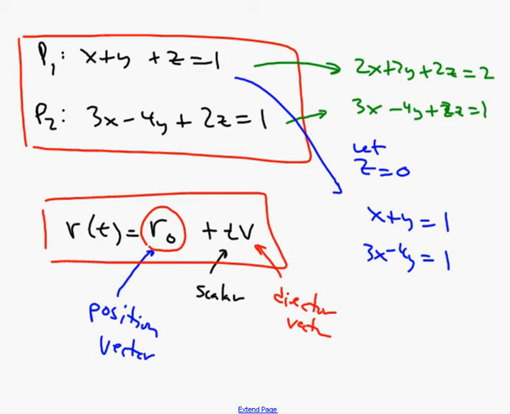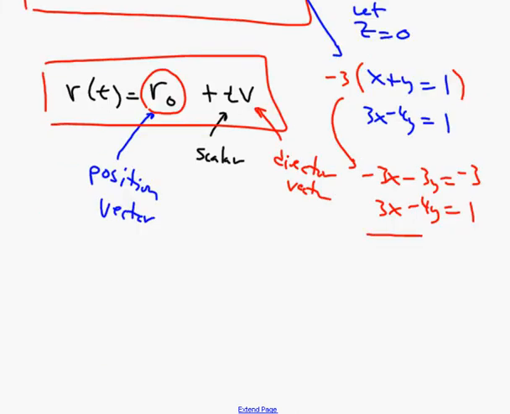I'm saying, hey, let z be 0 for the time being, and let's see if we can solve for x and y. And we can, actually. I'm going to multiply this top equation by negative 3, and it would become negative 3x minus 3y equals negative 3. On the bottom, you'd have 3x minus 4y equals 1. That's just a system of equations. I can add them together. If I do that, this cancels. I get negative 7y equals negative 2, or y equals 2 sevenths.